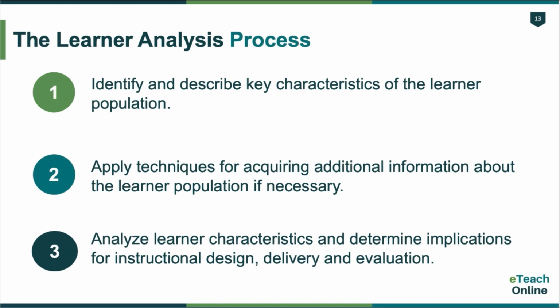The learner analysis process involves three main steps. Number one is identifying and describing key characteristics of your learner population. Number two is applying techniques for acquiring additional information about the learner population if necessary. And number three is analyzing learner characteristics and determining implications for instructional design, delivery, and evaluation.